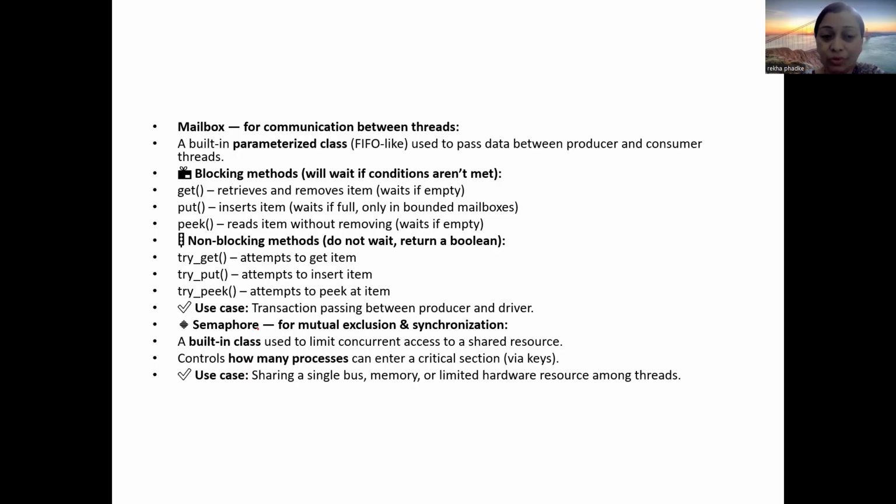And then we have semaphore, which is used for mutual exclusion and synchronization. It's a built-in class used to limit concurrent access to a shared resource. So how does it control how many processes can access a resource? It is via keys. Okay. Use case: sharing a single bus, memory, or limited hardware resources among threads.